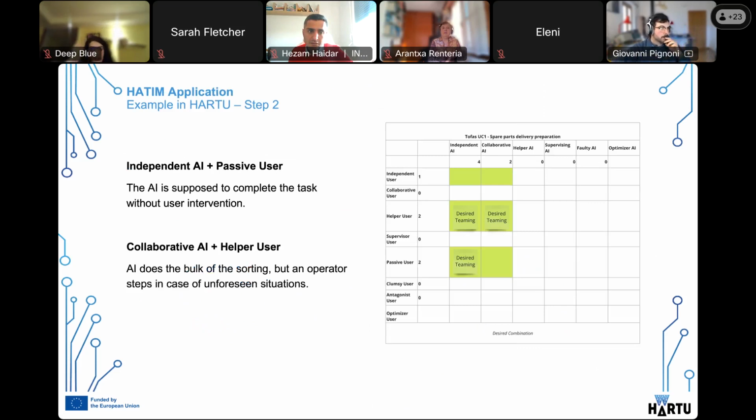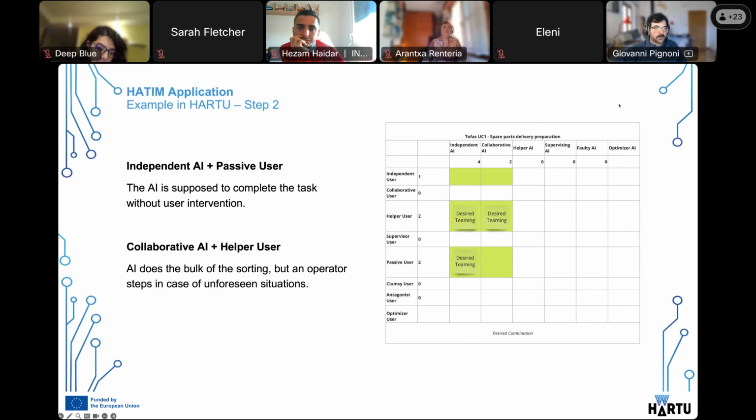Here again is the example from TOFAS of what combinations could work. Among the desired combinations, we had an independent AI, so an AI that is doing most of the work, paired with a passive user, a user that is almost not involved, or a collaborative AI that is doing a good part of the work, but then has to perhaps ask for help from a helper user when there is an unforeseen situation. We had this discussion in a workshop with our partner TOFAS, and we tried to find out why these are the desired combinations, and why they are the optimal combinations that we might have.